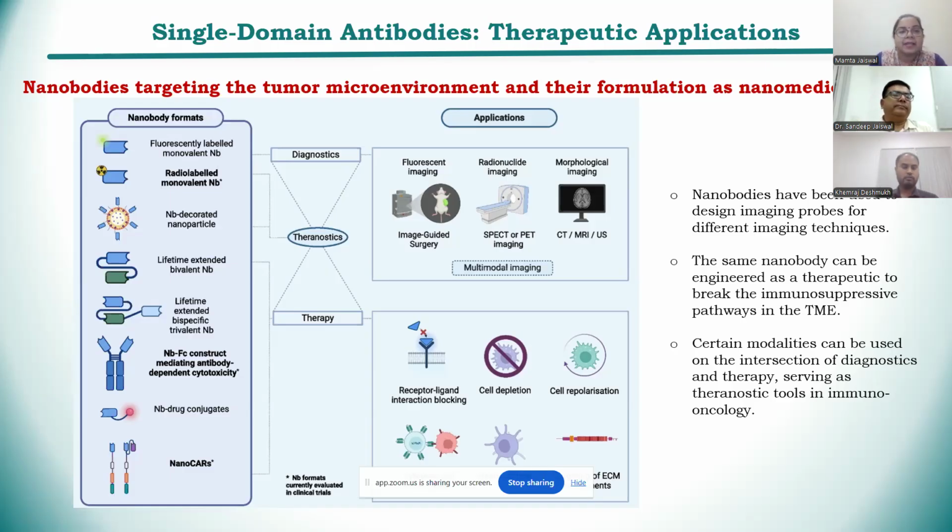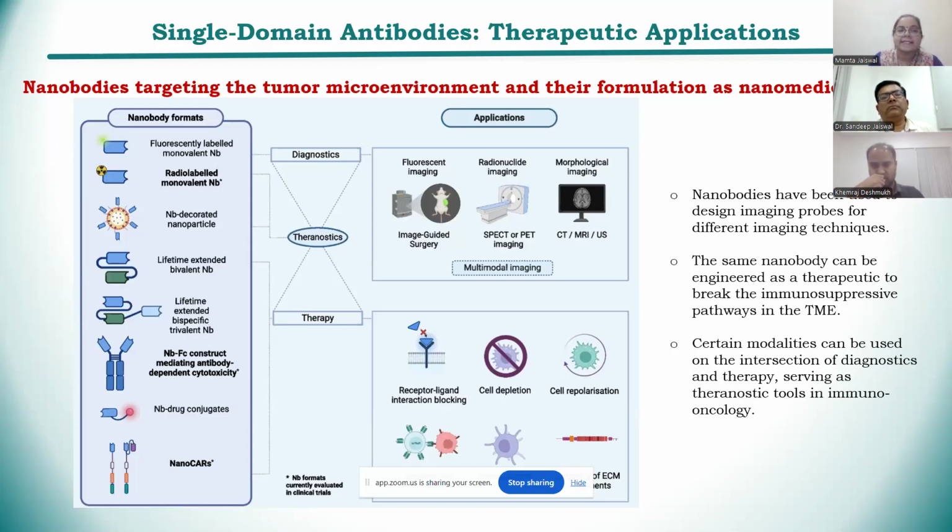They can be labeled with the radioactive molecules. They can be labeled with the gold nanoparticles. Two different nanobodies can be attached, two or three. Why? Because small nanobodies have very short life, because they pass through the kidney very fast. So if they want to use them in therapy, you want to extend the lifetime in the body.